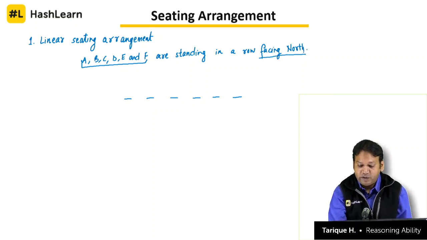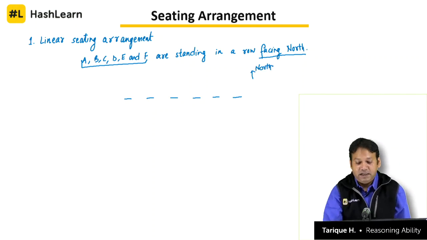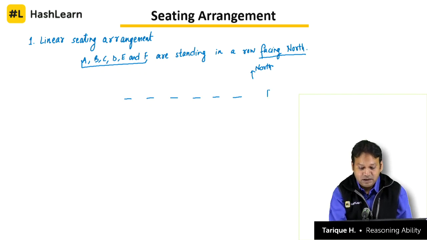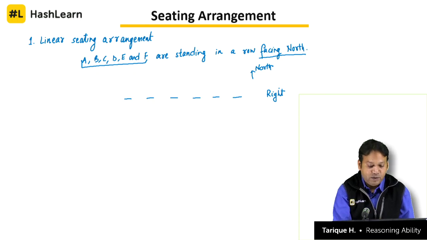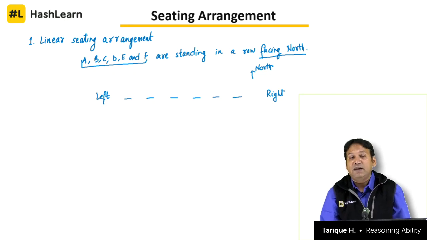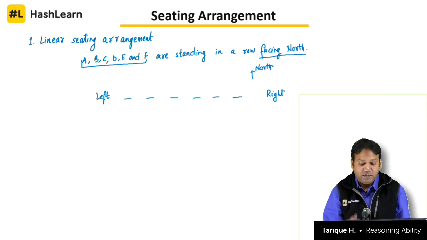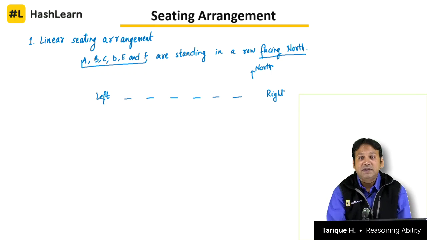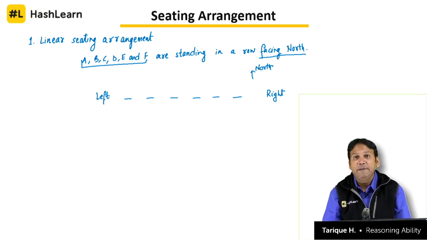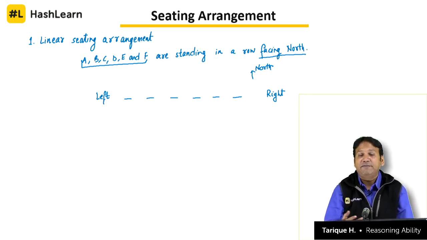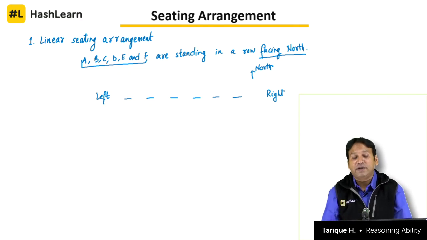north. This is very important here, because if they are facing north, then you can say that the right side will be towards east, this will be your right, and left will be towards west. Or we can also say in simple words that right will be towards your right and left will be towards your left. So this is how you make the positions for the 6 persons, and you understand immediately which side is right and which side is left, because according to that you are going to solve the questions.